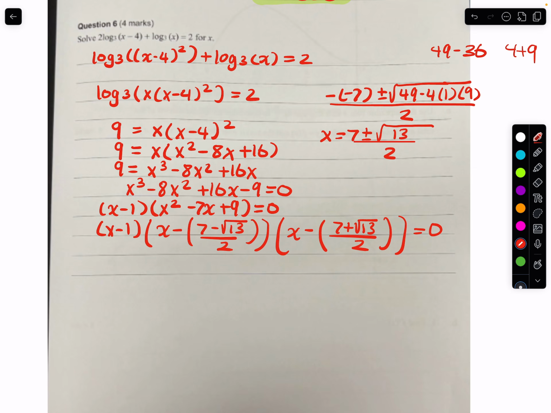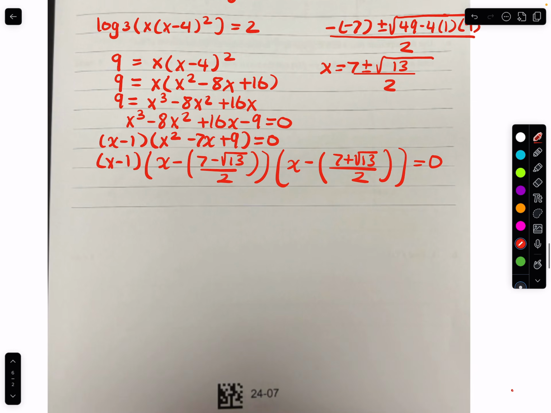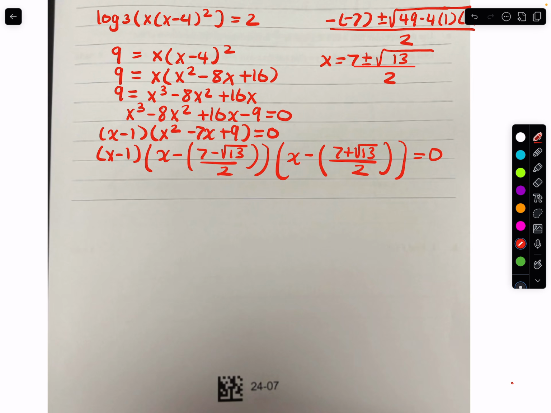Yep, it'll give me that, and then if I solve that, it'll give me that. Looks good. Okay, so these are all our roots. So it's, of course, x equals 1, x equals 7 minus root 13 on 2, and x equals 7 plus root 13 on 2.